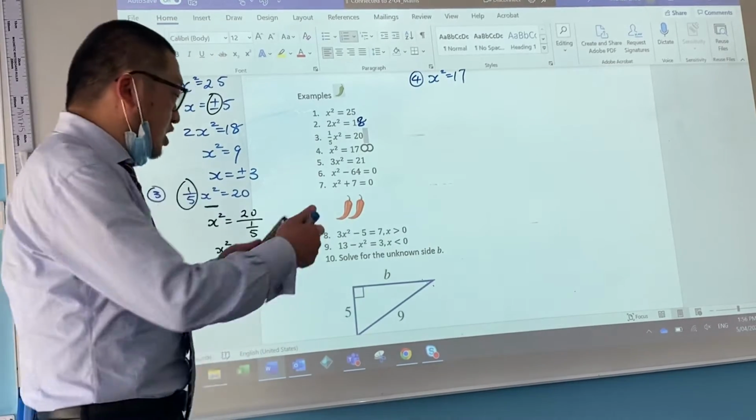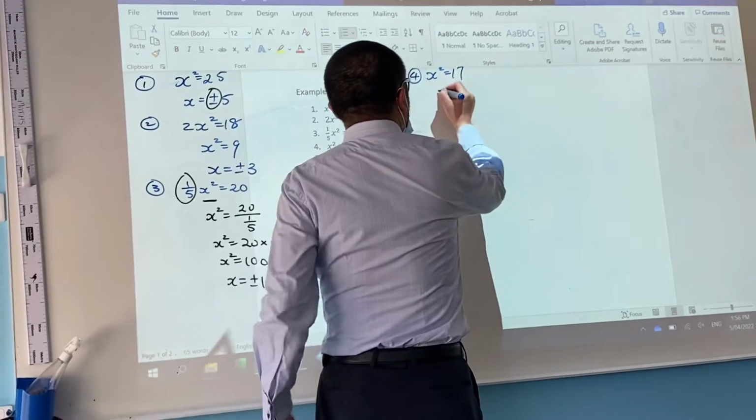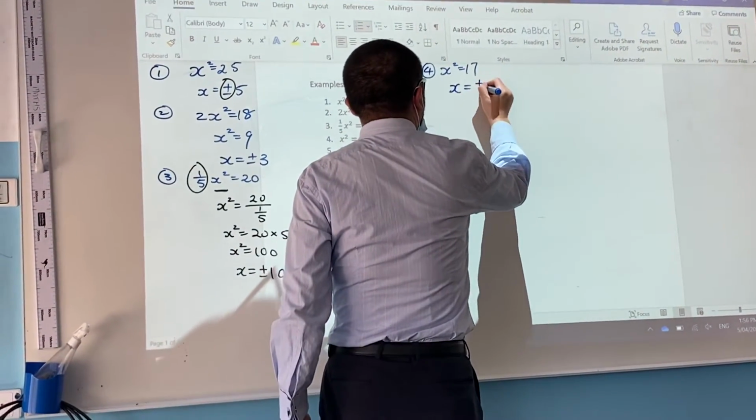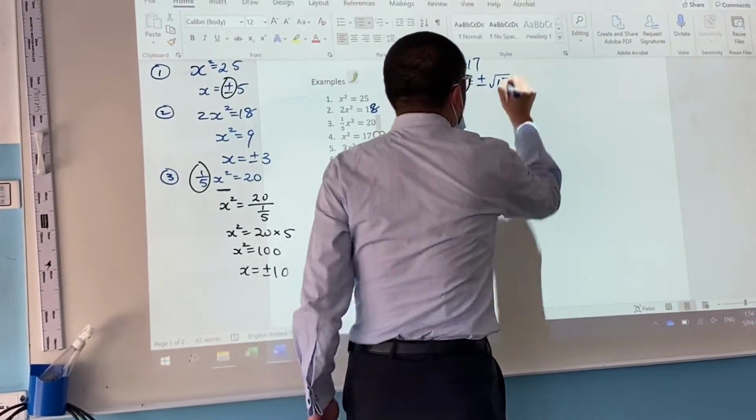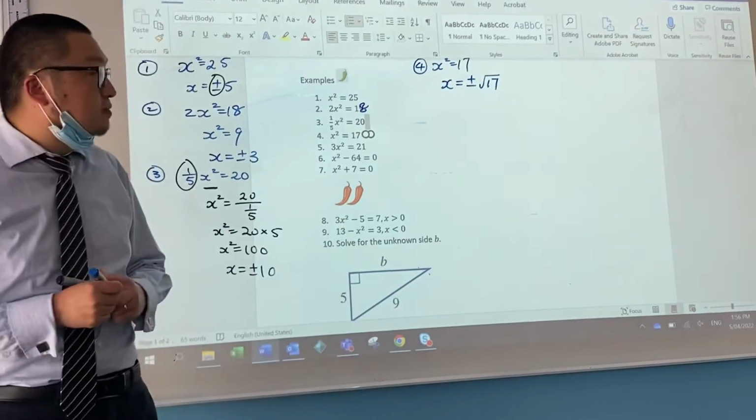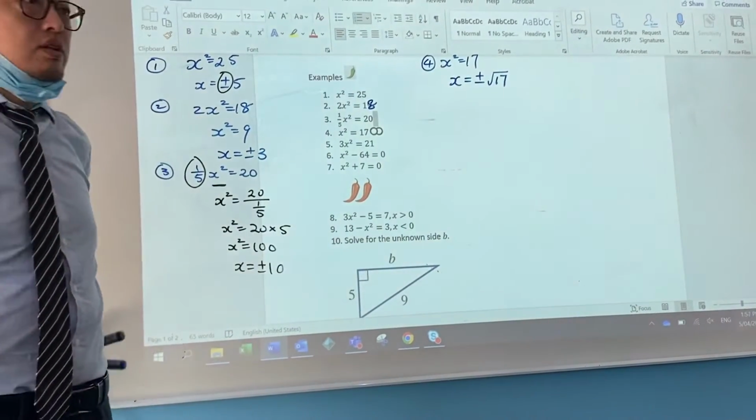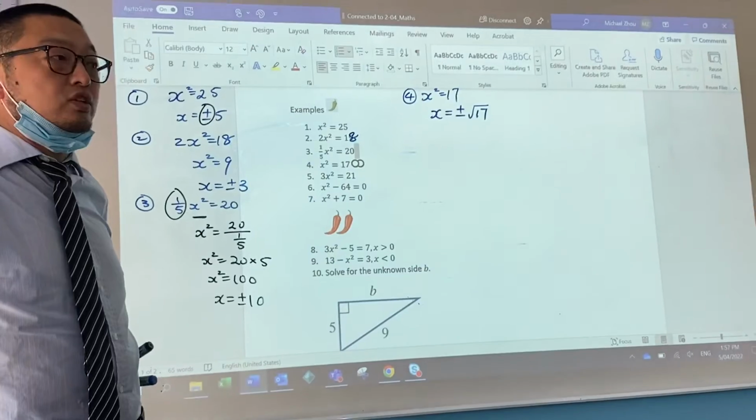No. 4.1. So we're going to write like this. 4.123, sir. We're going to write like this: plus minus square root of 17. So it's just not an ugly number. We call it surds. We're going to do that in another topic later on.